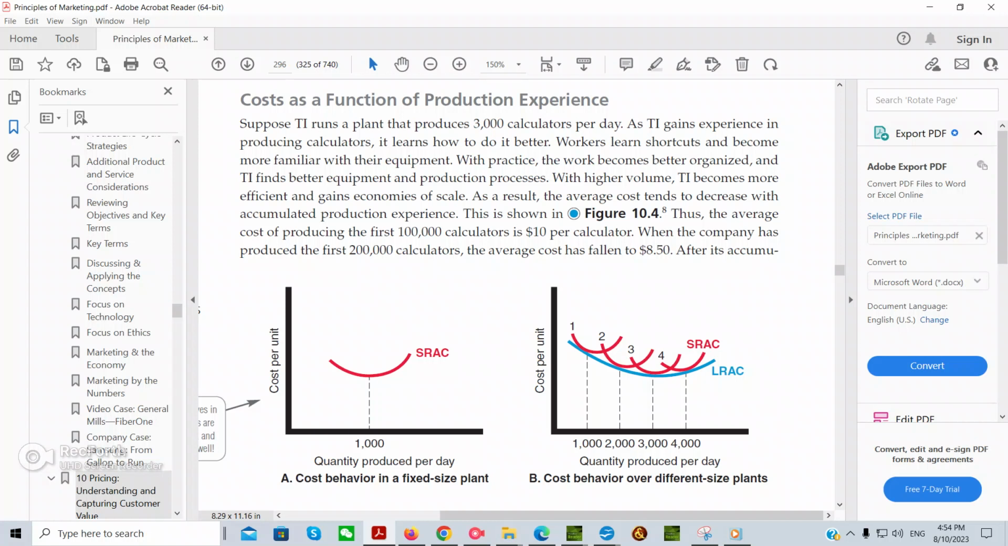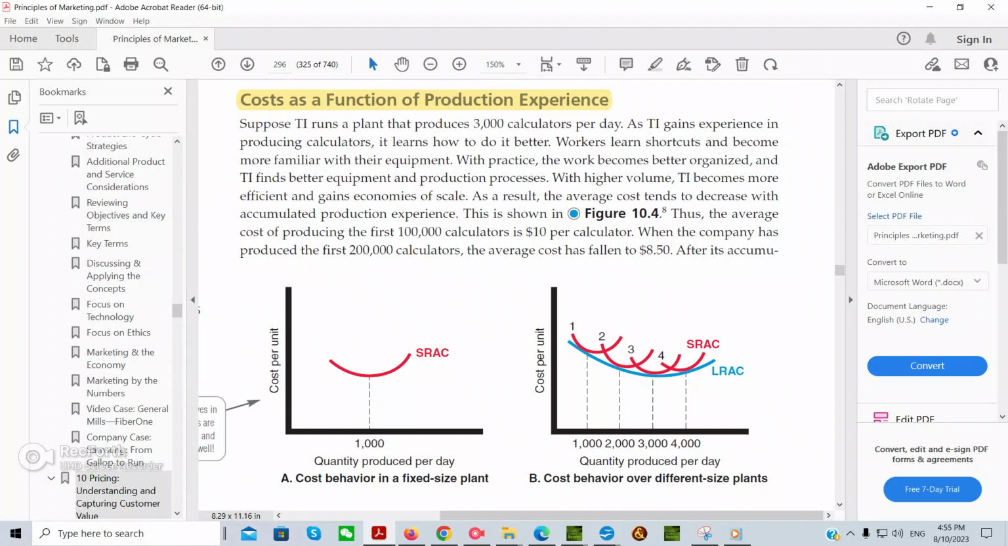Let's resume. Now let's talk about cost as a function of production experience. For example, you have the case example of Texas Instruments. They make calculators. Suppose TI, or Texas Instruments, runs a plant that produces 3,000 calculators per day. If TI gains experience of producing calculators, it learns how to do it better. Workers learn shortcuts and become more familiar with their equipment. With practice, work becomes more organized, and TI finds better equipment and production processes.